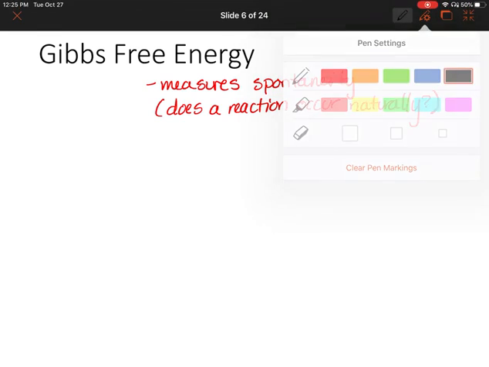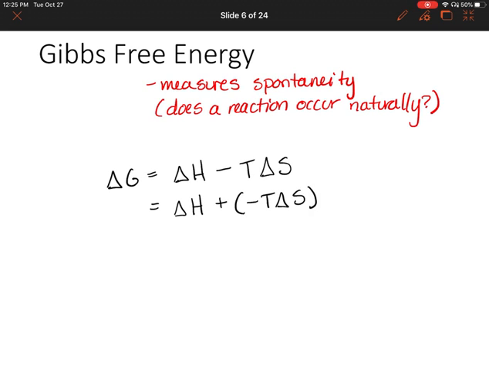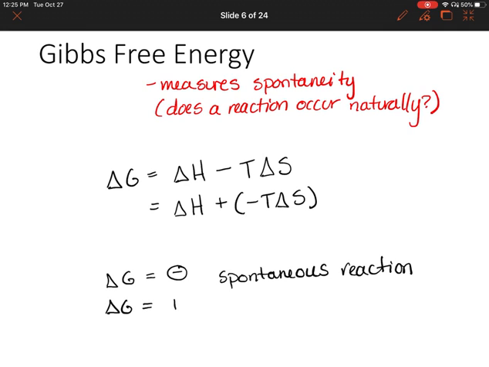So the equation for Gibbs free energy is delta G, so that's Gibbs free energy, is equal to the enthalpy minus temperature times the entropy. You could also write this as delta H plus negative T delta S. Sometimes that helps, and we'll see why later. But in general, if delta G is negative, then the reaction is spontaneous. And if delta G is positive, the reaction is non-spontaneous.